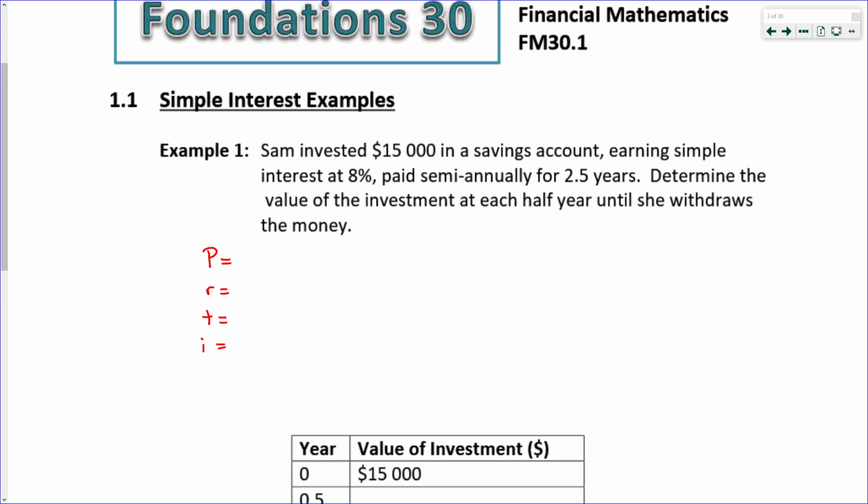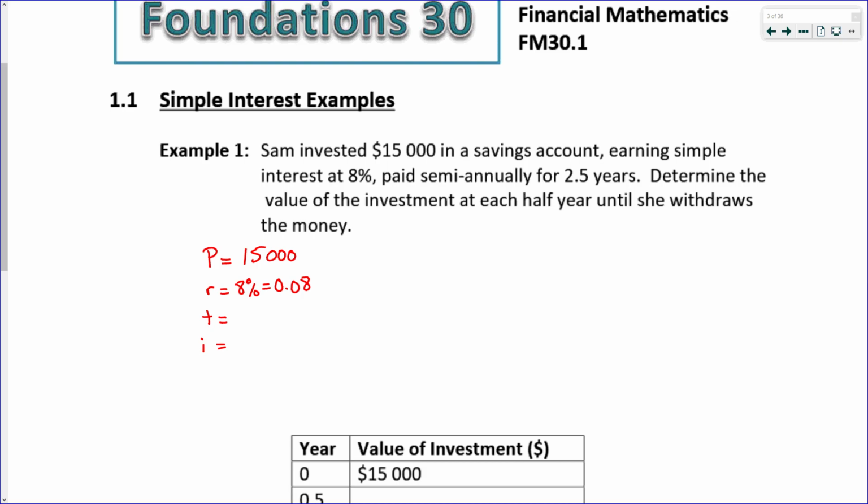So my P, my principal, is the 1,500. I should actually say the number right, it's 15,000, sorry. And so my interest is 8%. And a reminder, your percent needs to be as a decimal to go into the formula. So 8% as a decimal would be 0.08.